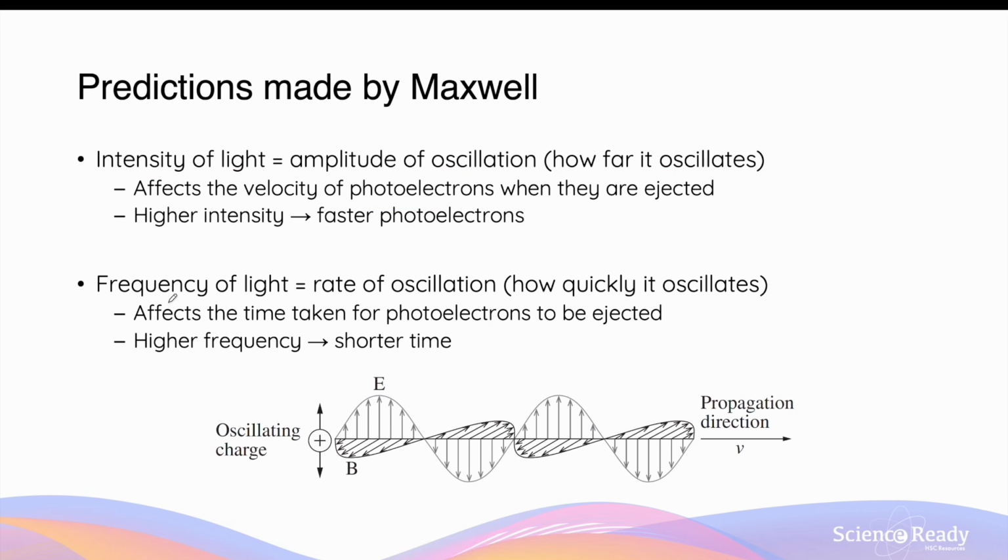In addition, the frequency of light in the wave model is the rate of oscillation. So how quickly do the electric and magnetic fields oscillate? The frequency, therefore, will affect the time taken for the photoelectrons to be ejected, such that a higher frequency, so a faster rate of oscillation, will mean a shorter period of oscillation, and this will lead to a shorter time taken for photoelectrons to be ejected. In other words, when we have a higher frequency of light, the wave model hypothesizes that there will be more photoelectrons being ejected in the same amount of time.